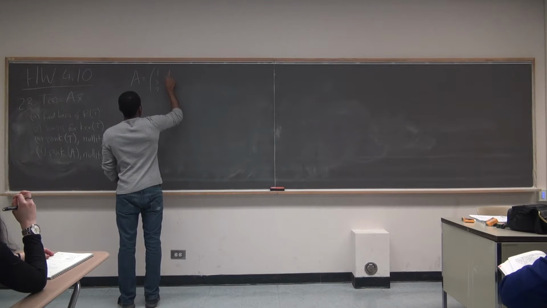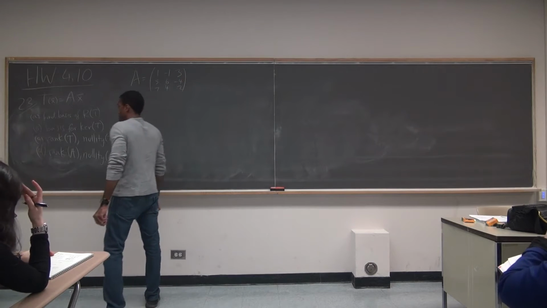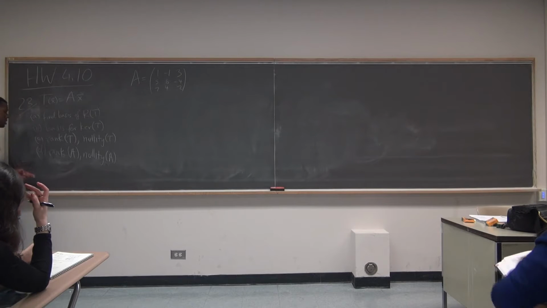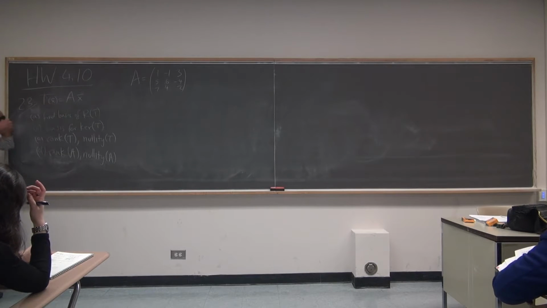negative 1, 6, 4, 3, negative 4, 2. Okay, so essentially, based on what we've been doing, we're just looking at the same old thing that we've been looking at the whole time, but in a different context.